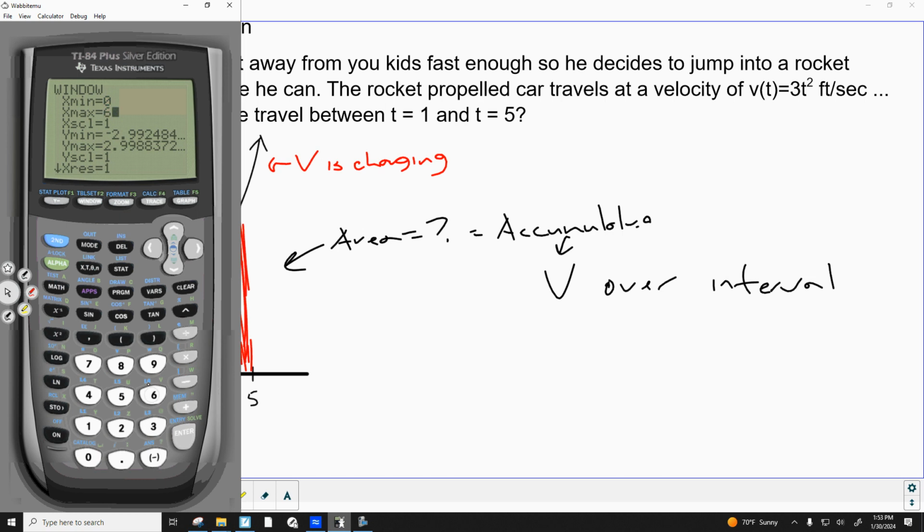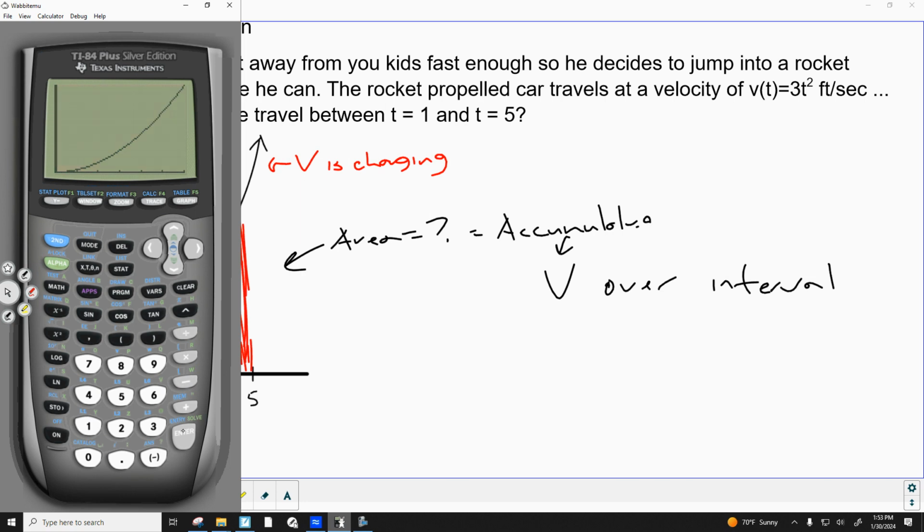Do you guys remember how to make the graph so you see all of the graphs that you want to see over your interval? What is it? Zoom what? Zoom 0 or zoom fit. Good. We will be zooming fit a lot. Zoom fit 0 to 6, 3x squared. This is the graph of velocity that I see on my paper.